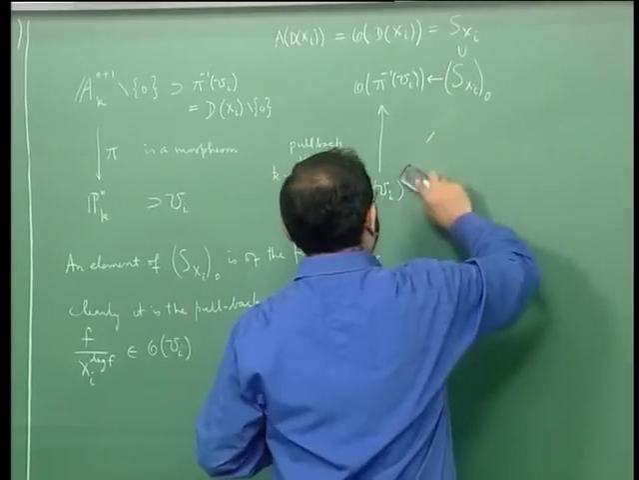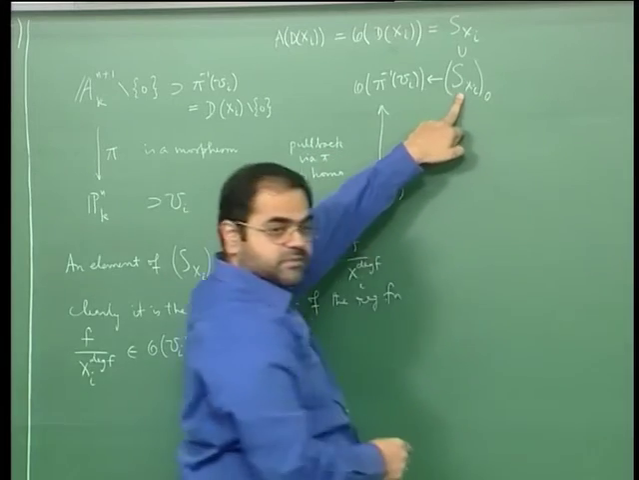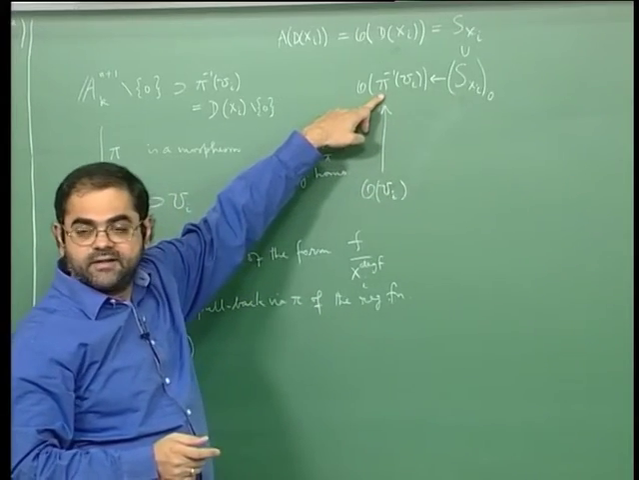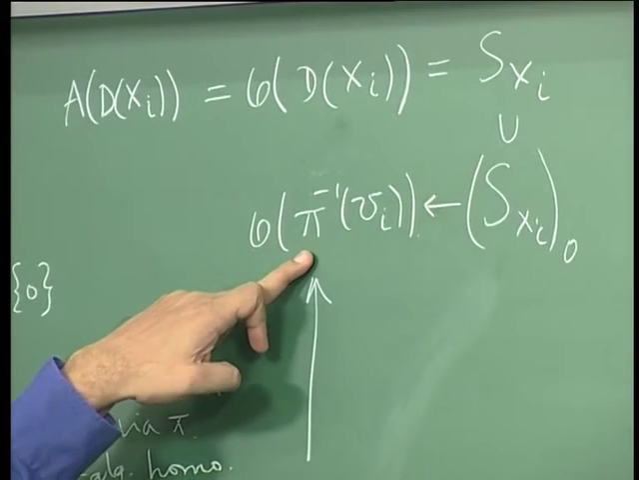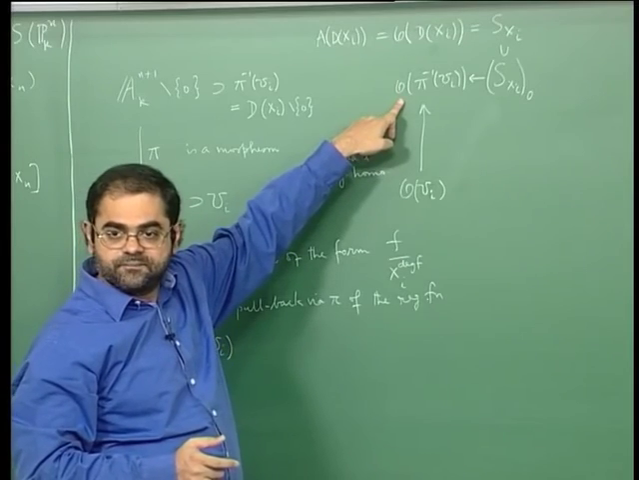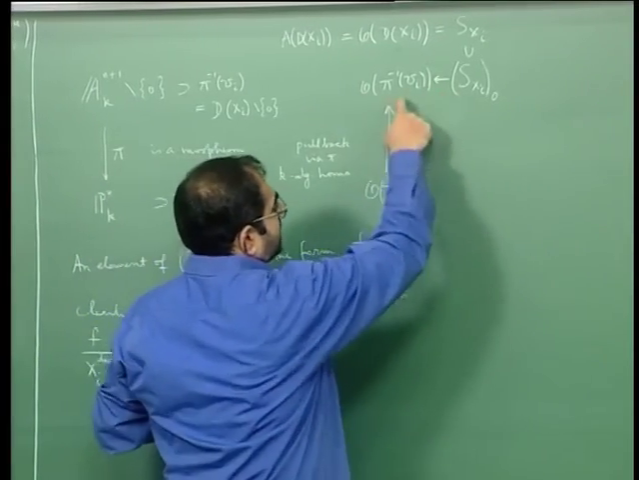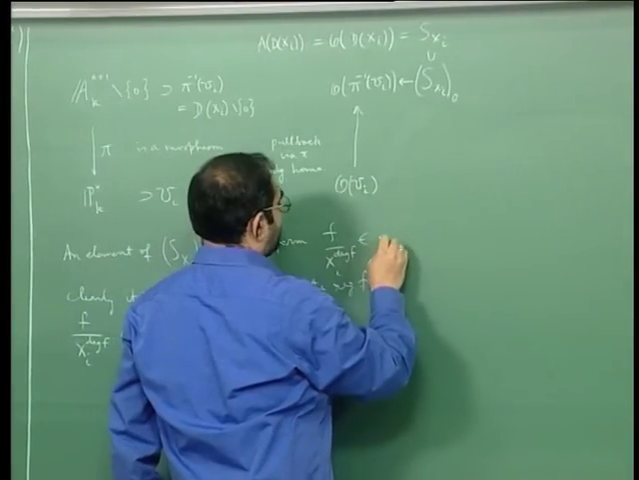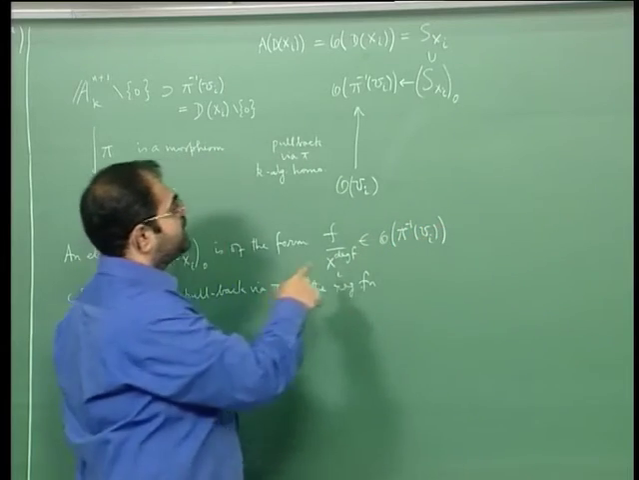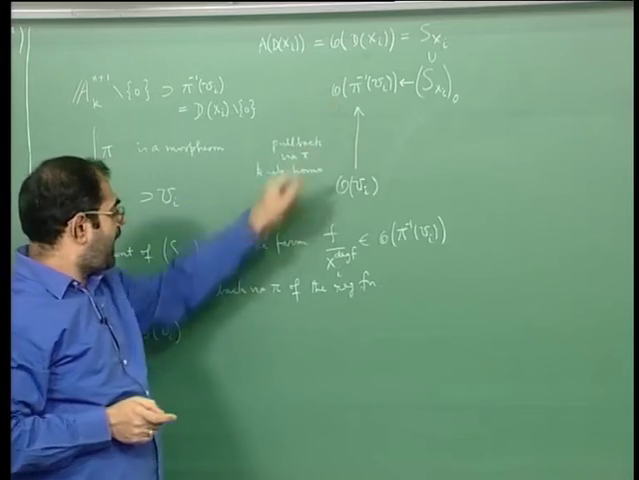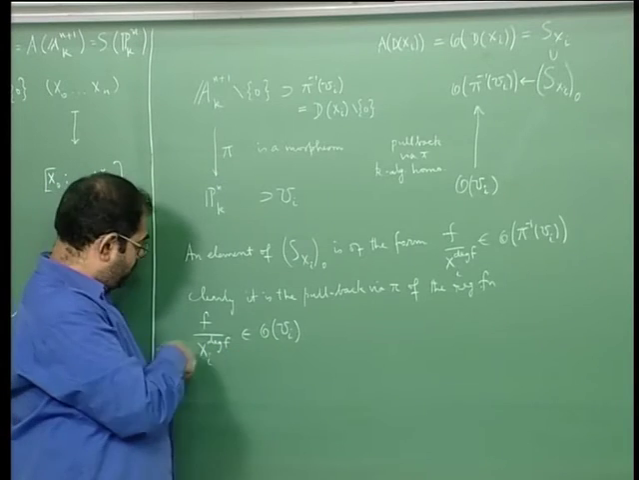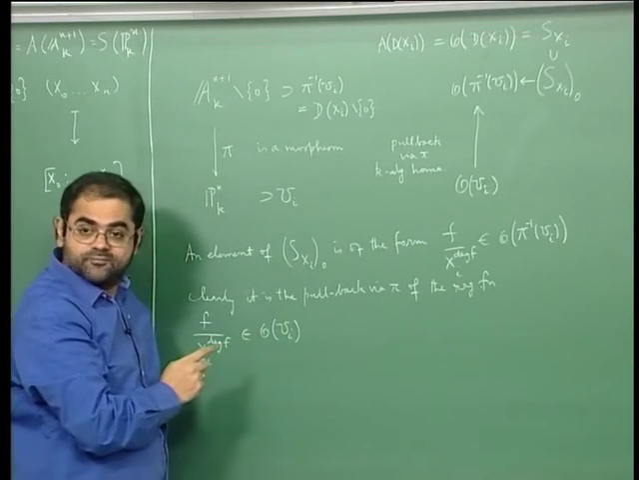So let me explain. You start with an element here. This element is of this form. Now, this element certainly defines a regular function here, okay, which goes down to a regular function there, and the pullback of that regular function is this regular function, okay. So you have a map like this. Mind you, this is also an element of O of pi inverse Ui. This is also a regular function there, and the same thing goes down to a regular function below, and if you pull back this regular function you will get this regular function above.